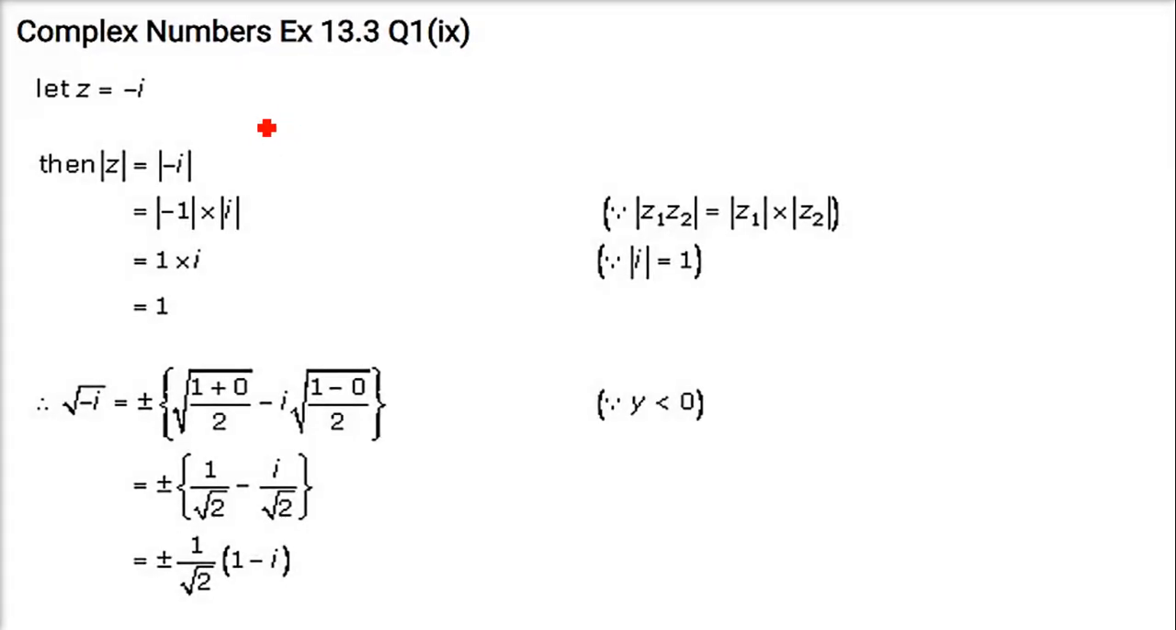Now you have z equal to minus I. So we can write it as 0 minus I. So real part is 0, imaginary part is minus 1. So it is less than 0, so we'll use the negative of this one, negative in this formula.